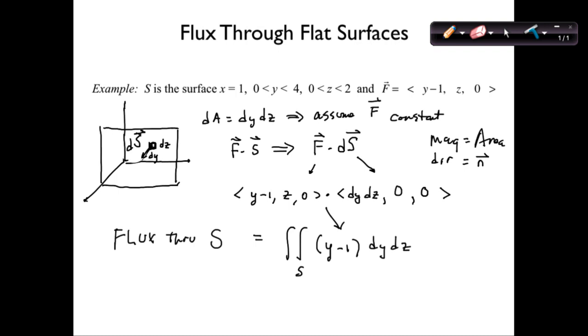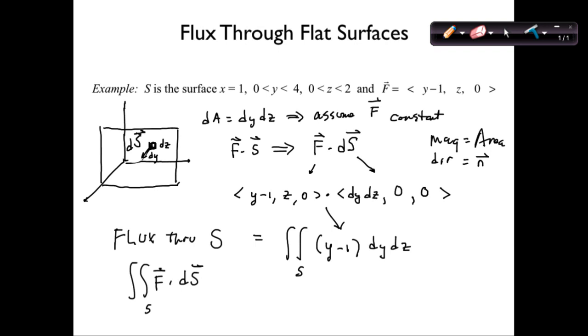Yeah, so the flux through S is going to be the double integral over S of f dot ds. So we got to take a little chunk at a time. So that's our little area vector dotted with f at that little area vector, and then accumulate all of those little bits of flux over the whole surface.